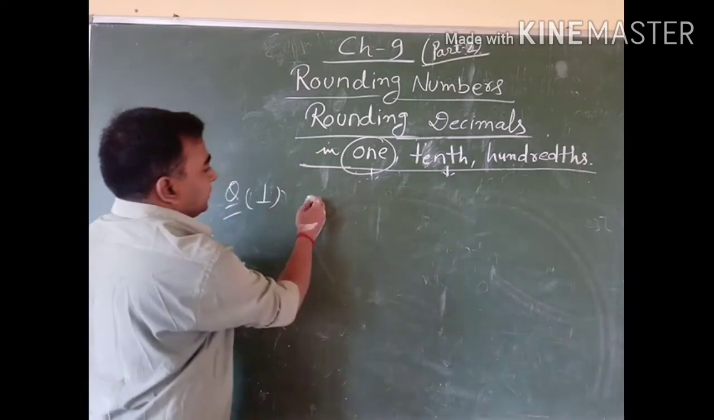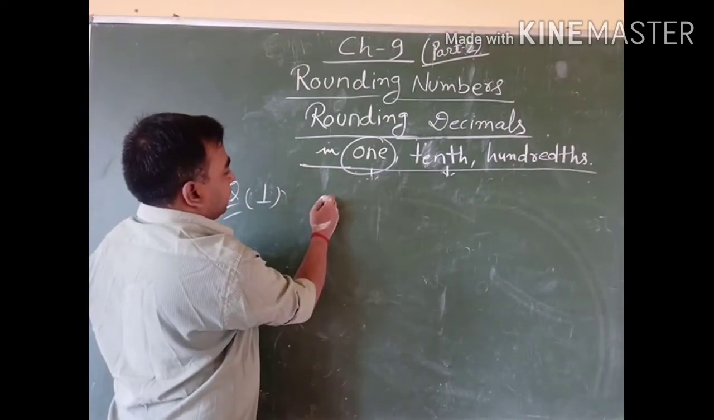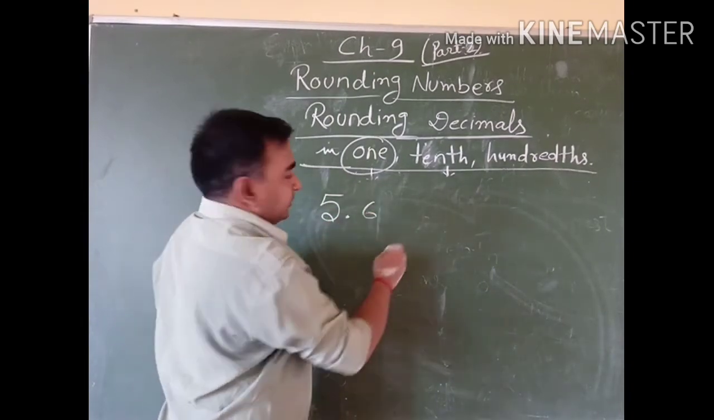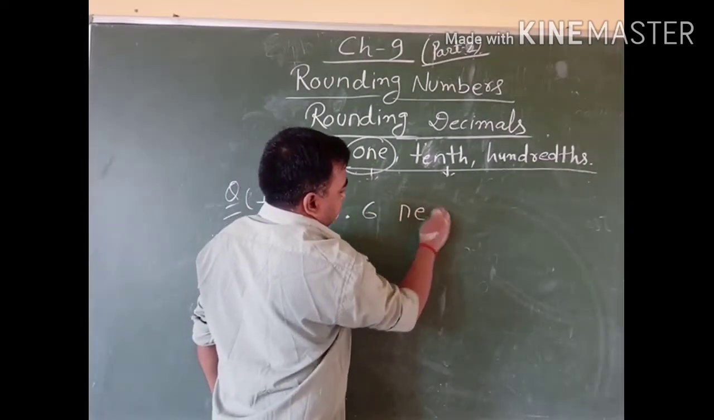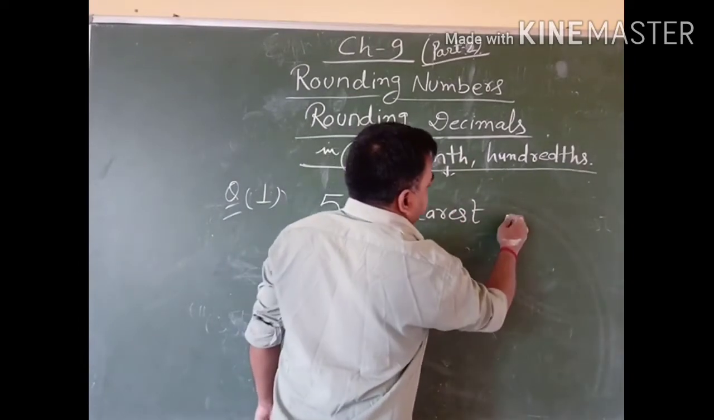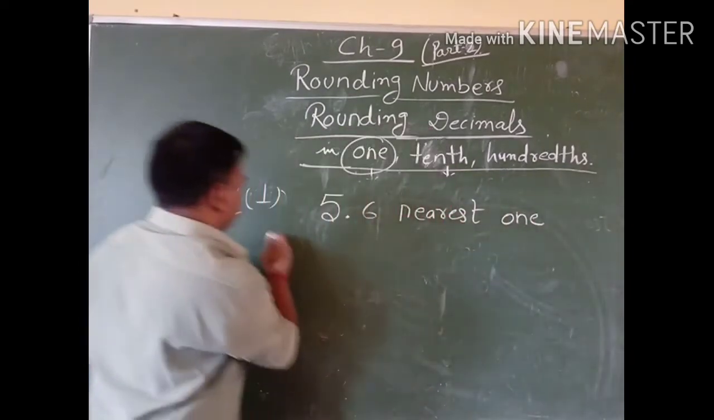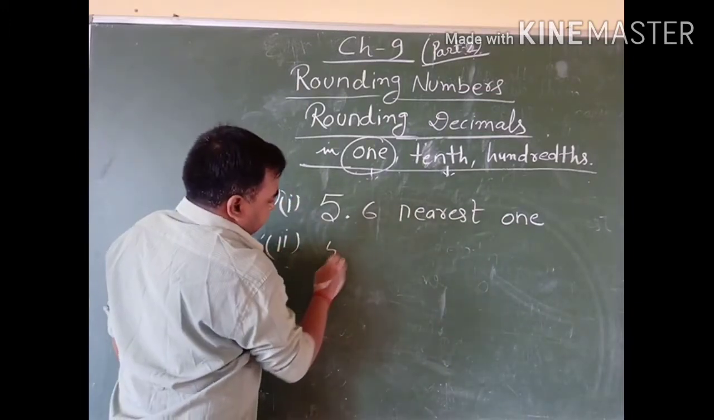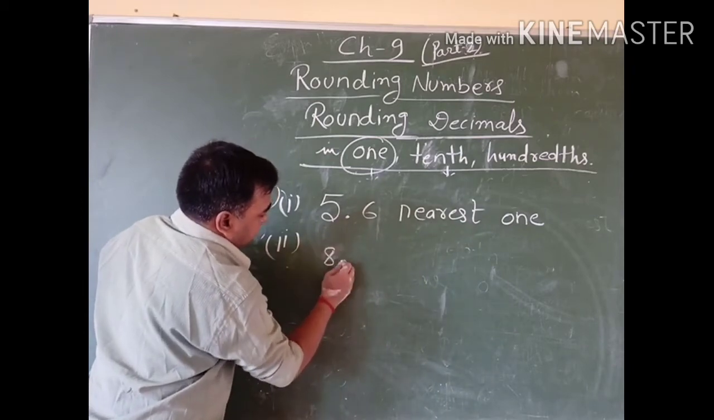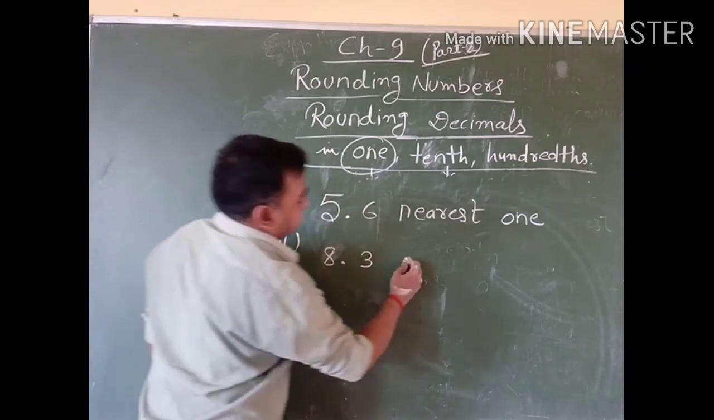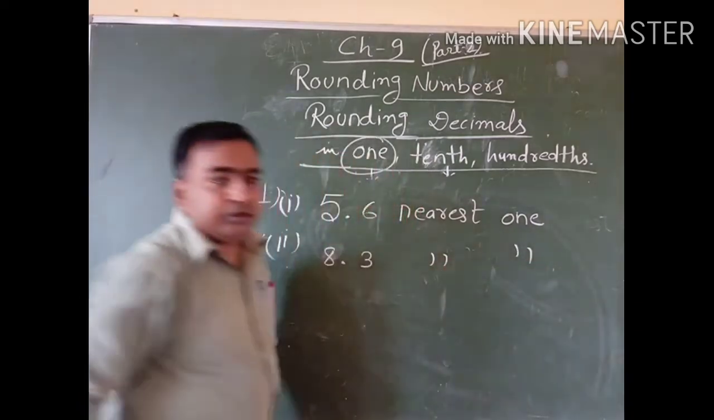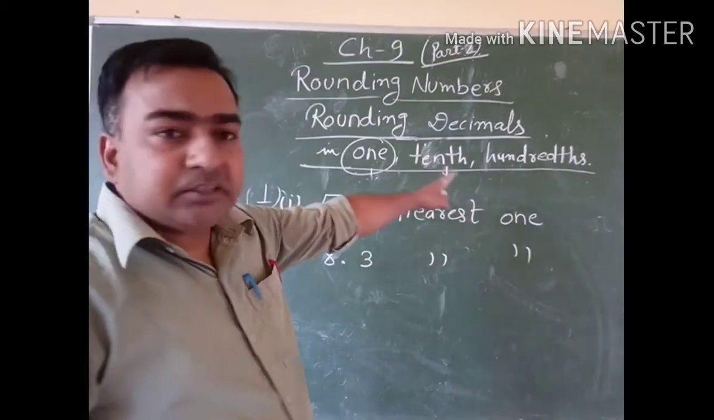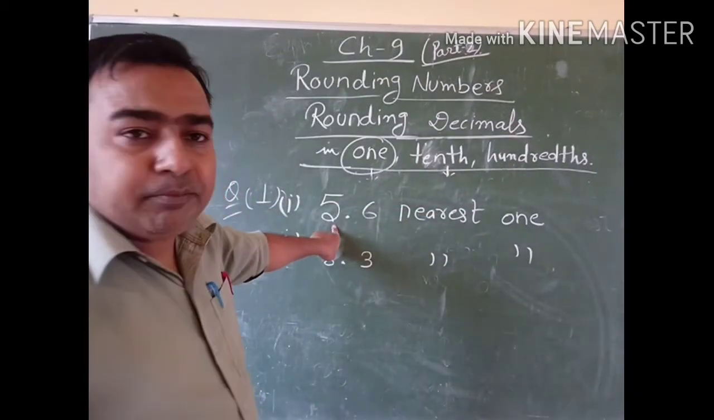Question number 1 is rounding of 5.6 nearest 1. Question number 2, 8.3 nearest 1. I will number them first. We have to round the decimal number to the nearest 1. This first question is 5.6.